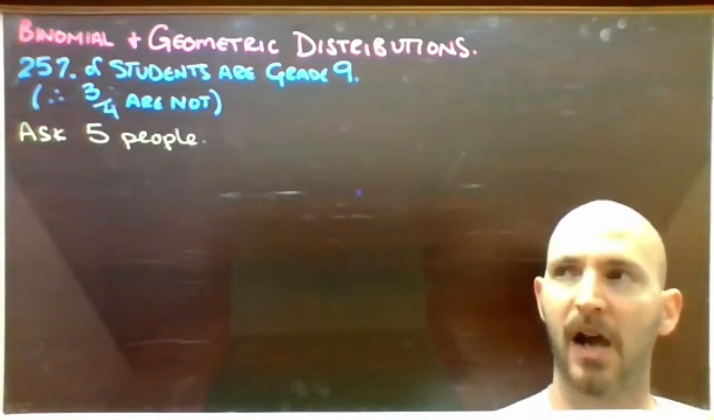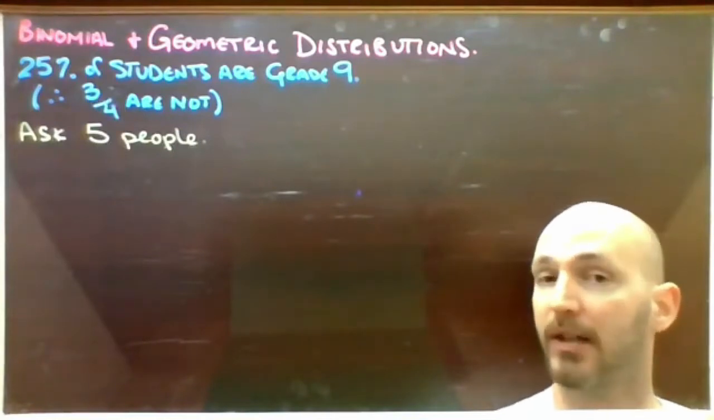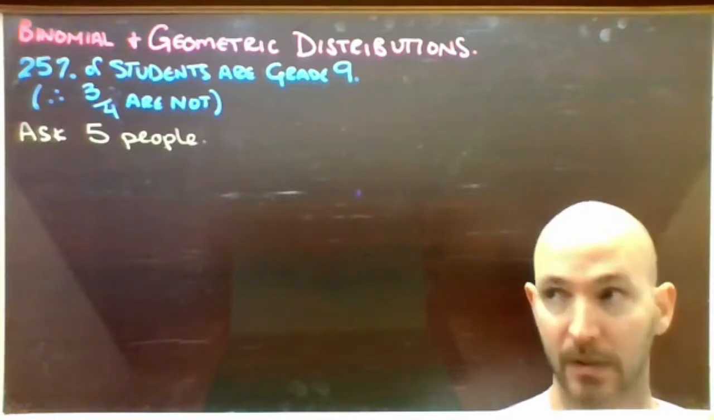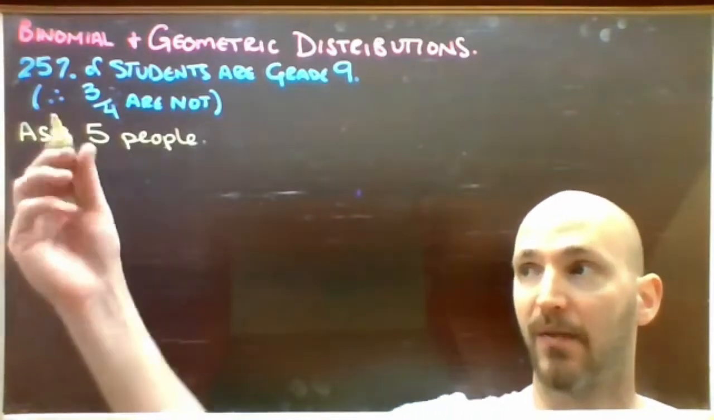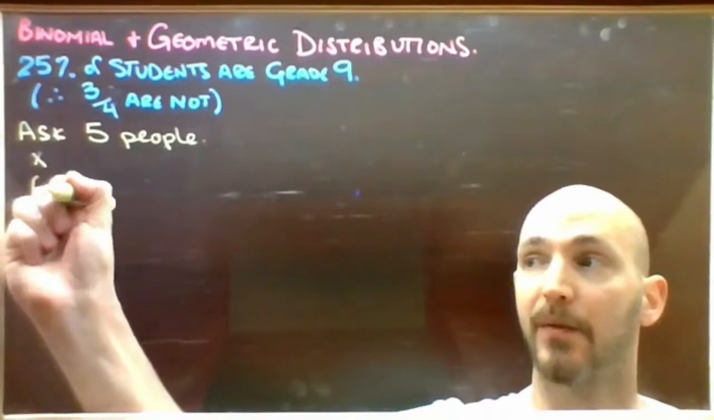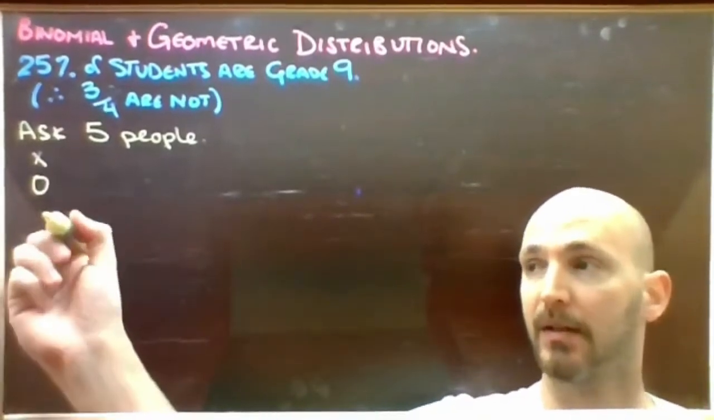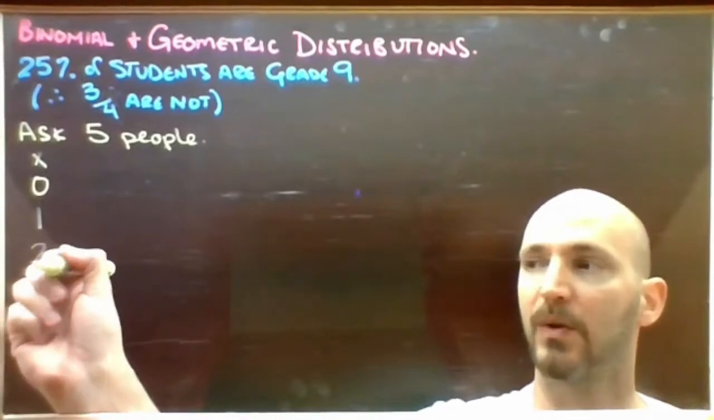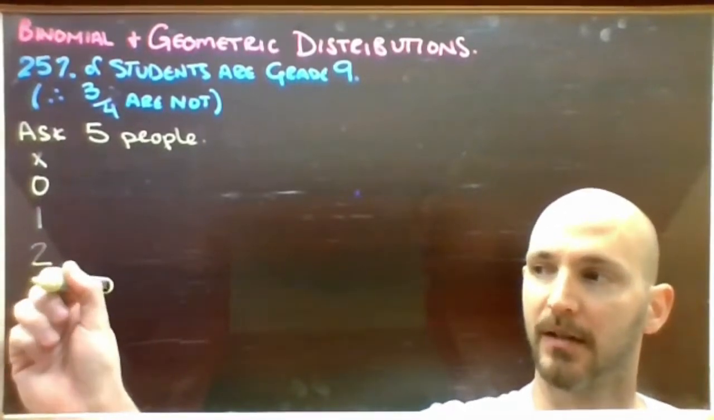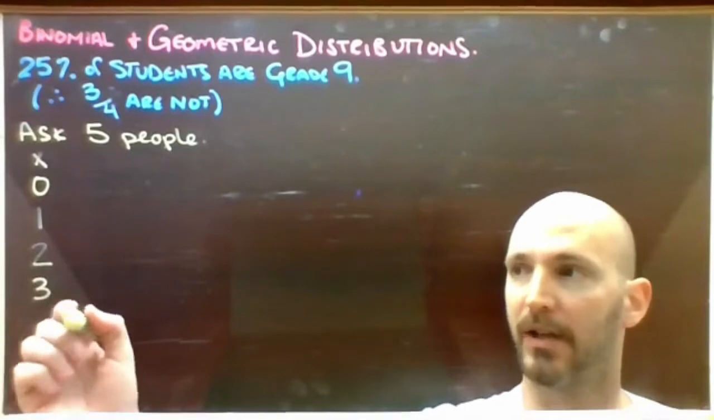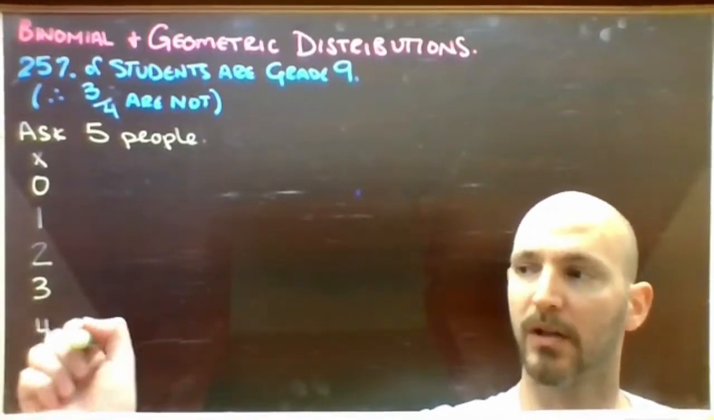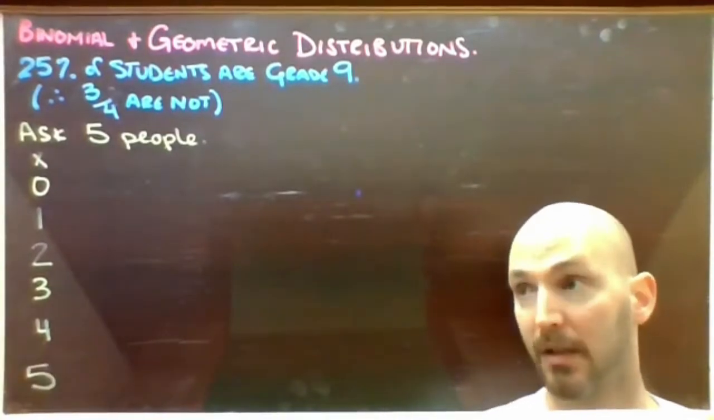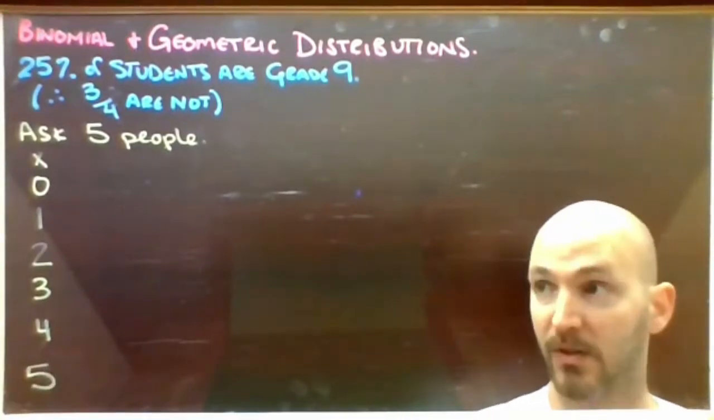So if I'm hunting for people who are not in grade 9, and I'm going to ask 5 people, then the outcomes are as follows. Maybe none of them are not in grade 9. Maybe one of them is not in grade 9. Maybe 2 of them, maybe 3, maybe 4, and maybe all 5 of them are not in grade 9. So those are my options.